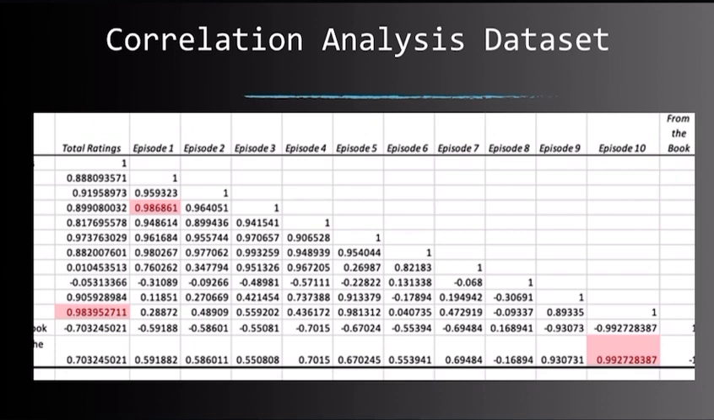Episode 1 and Episode 3 are highly correlated with each other at 0.986861, while Episode 10 and Not From the Book is highly correlated at 0.992728.